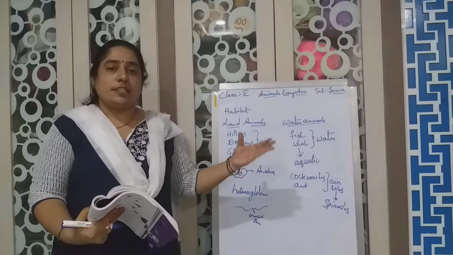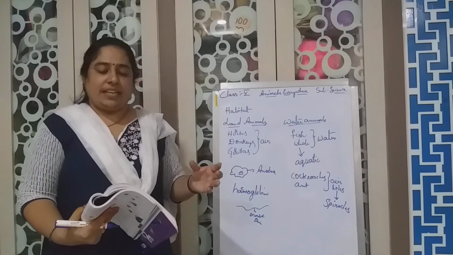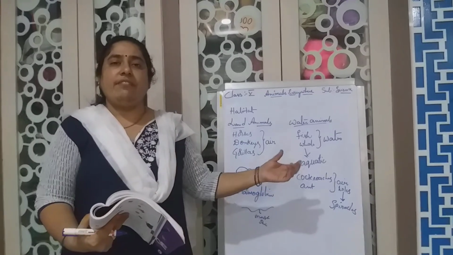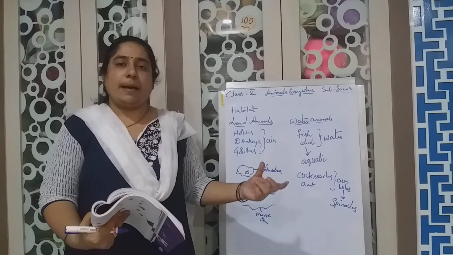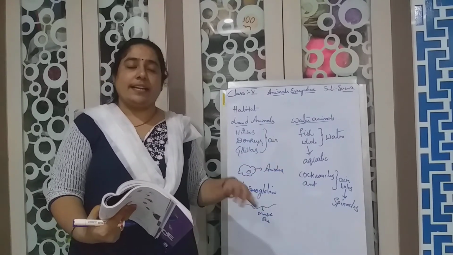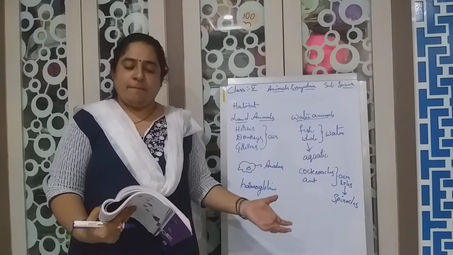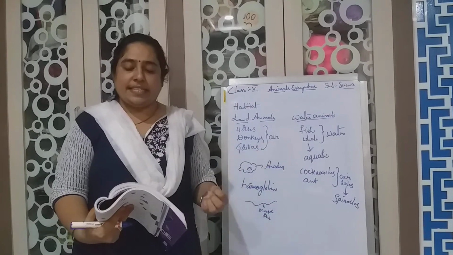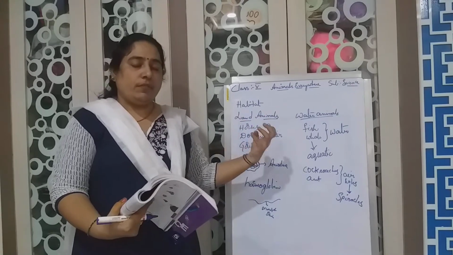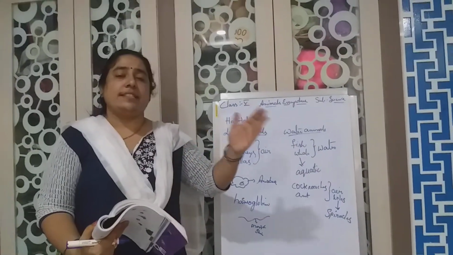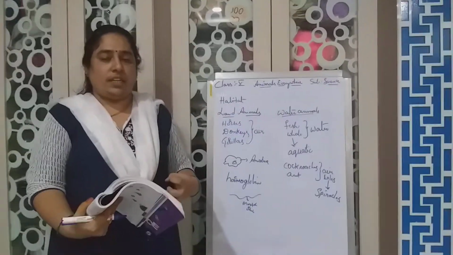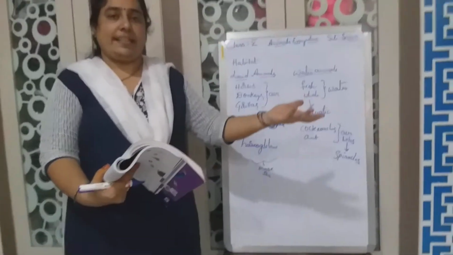These gills are very special organs that are richly supplied with blood vessels. When water flows over the gills, an exchange of gases takes place. The gills absorb oxygen from the water and release carbon dioxide.